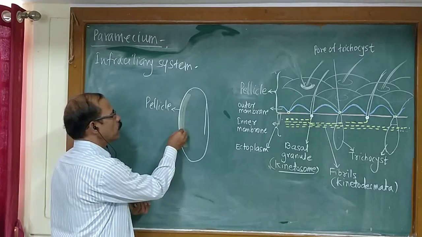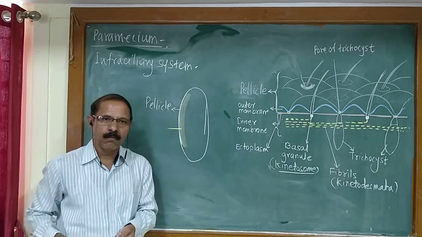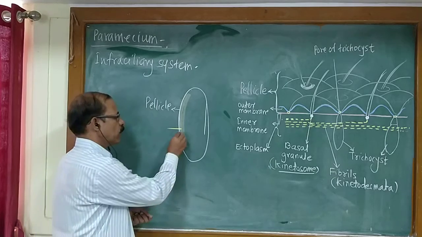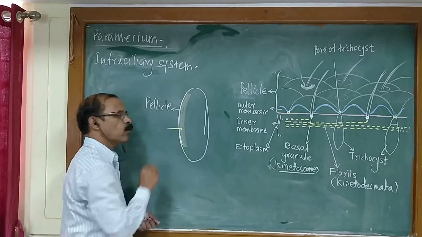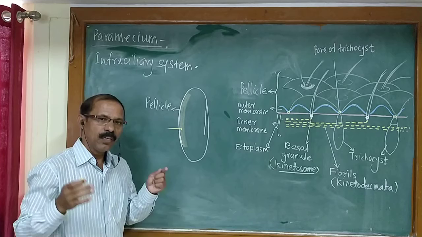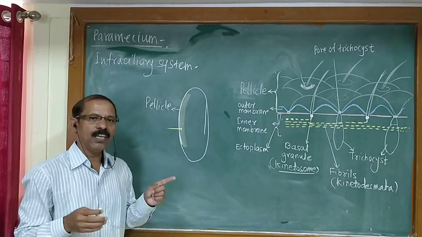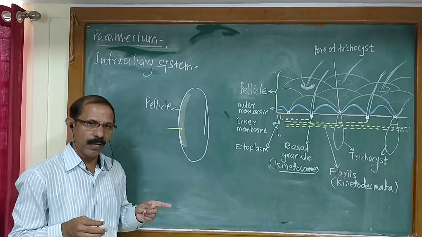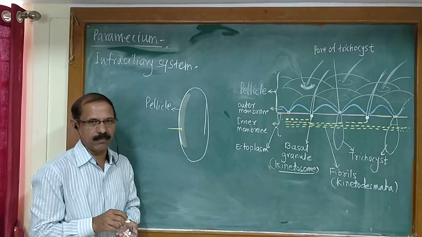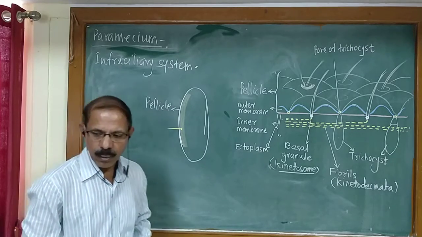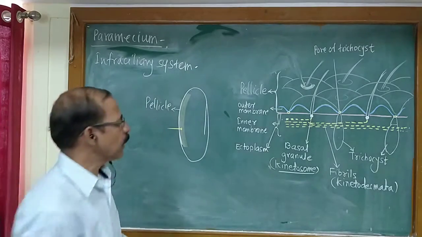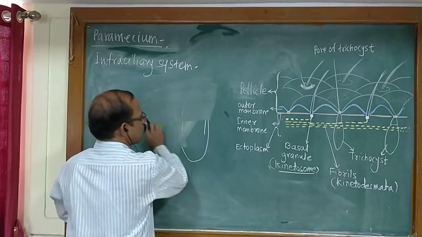Cilium arises from the ectoplasm. The basal body of cilia is present in the ectoplasm. So the infraciliary system is present in the ectoplasm below the pellicle. Now the infraciliary system consists of two parts.